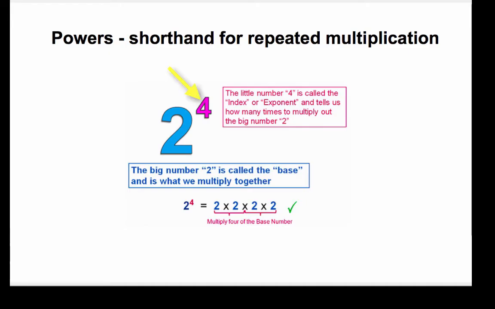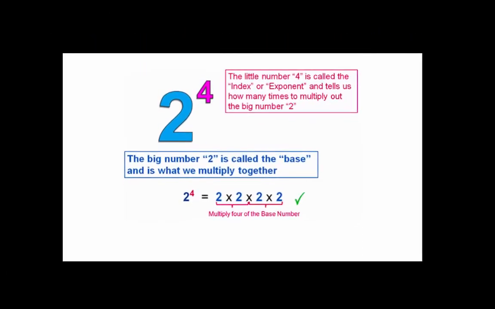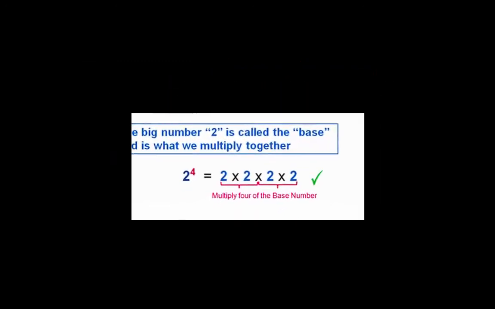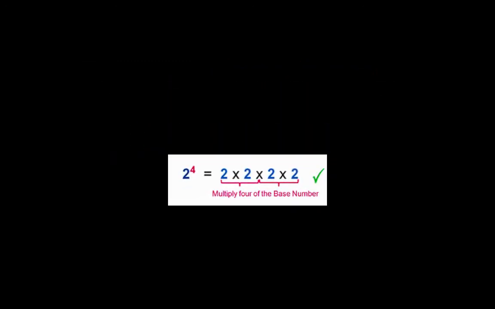The little number 4 is called the index or exponent and tells us how many times to multiply out the big number 2. The big number 2 is called the base, and this is what we multiply together however many times the exponent or the index tells us. So as you can see, 2 to the 4th basically means 2 times 2 times 2 times 2. Multiply 2 by itself 4 times.